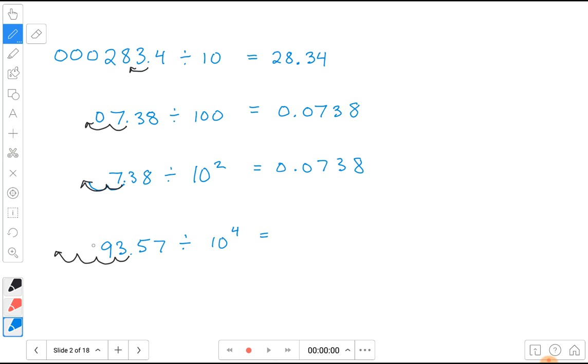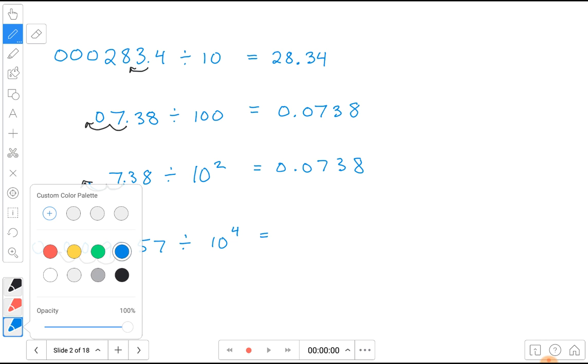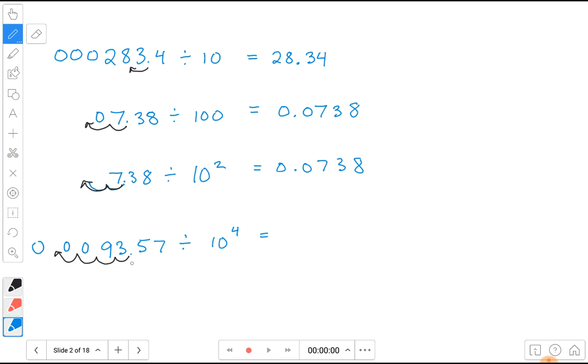Okay, so like I said, we can have as many zeros as we want over here. We just don't normally see them or say them. So what is the answer going to be? 0 point, and we have 0.09357.